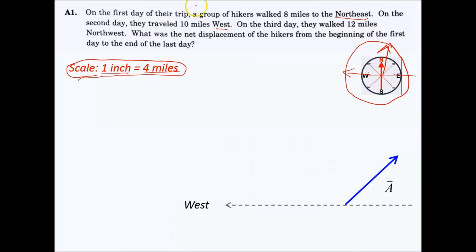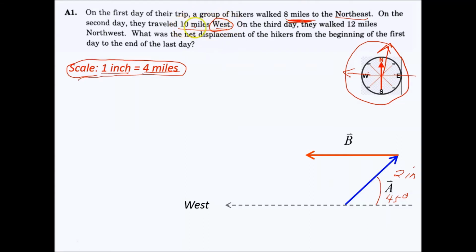So start, and you can start with anyone you want, but I'm going to start with day 1. I wanted to draw a vector that was 8 miles long, so that means this guy down here should be 2 inches. 2 inches on paper is equal to 8 miles. And northeast is halfway between north and east, so that's essentially a 45-degree angle. Okay, now the second day, they walked 10 miles due west.